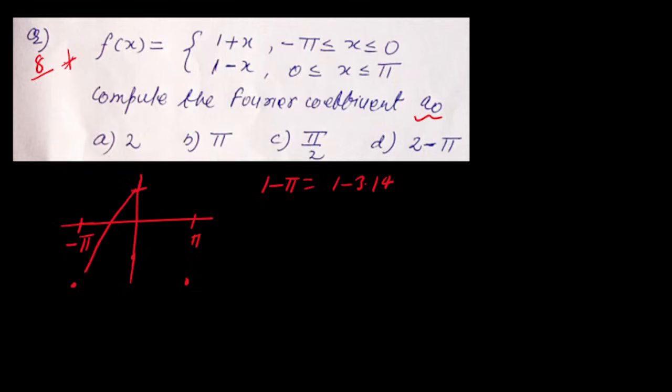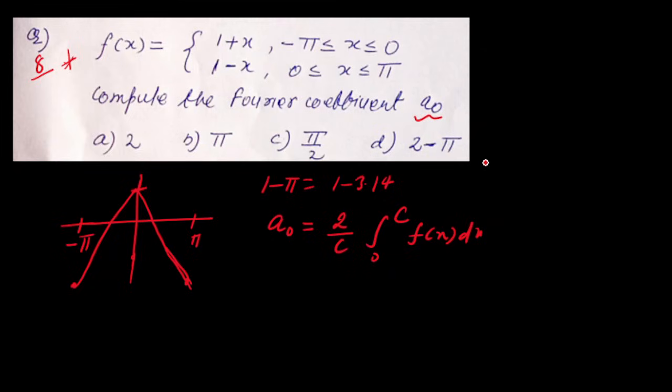So the graph of this function will look like this. It will be symmetrical. I have drawn it, but it does not look symmetrical. I hope you understand this is symmetrical. Okay, so if this is an even function, how do you calculate a naught? A naught you can directly write with the formula 2 by c, limit 0 to c, f of x dx, because the function is an even function.